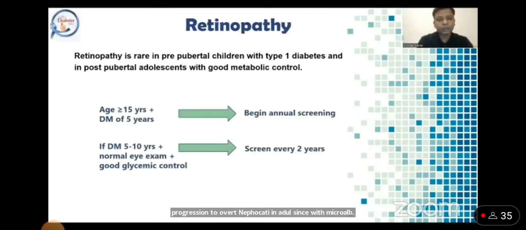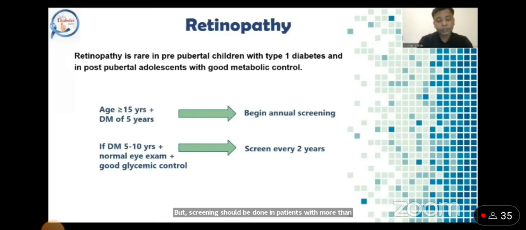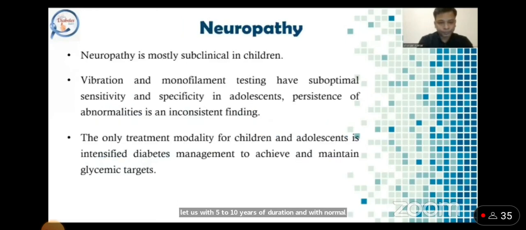Coming to retinopathy, it is also rare in prepubertal children with type 1 diabetes, but screening should be done in patients older than 15 years with diabetes mellitus of 5 years. They should be screened annually. In cases of diabetes mellitus of 5 to 10 years duration with a normal eye examination and good glycemic control, screening should be done every 2 years.